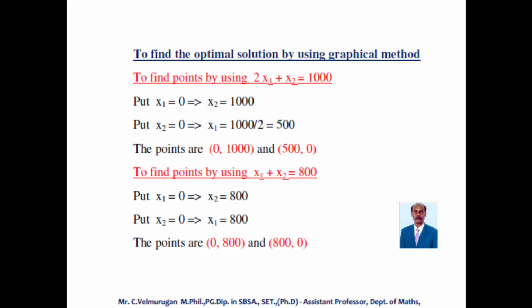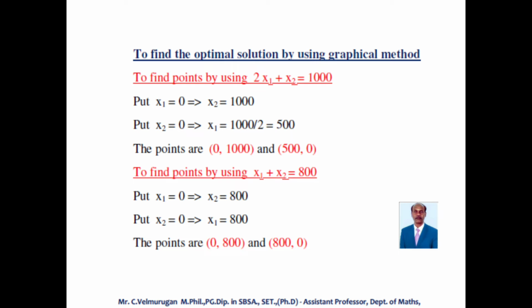So using this equation we find the 2 points. First we put x1 equal to 0, then automatically we get x2 equal to 1000. Now we put x2 equal to 0, then automatically x1 will be 1000 divided by 2, which is 500. Okay, so now we have 2 points. What are the points? 0, 1000 and 500, 0.